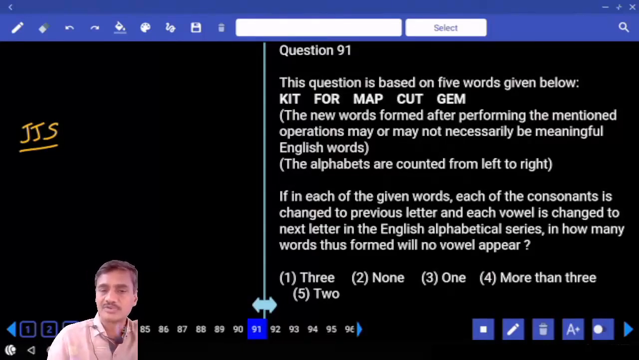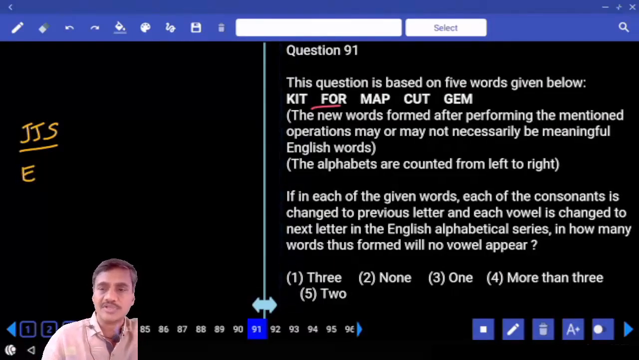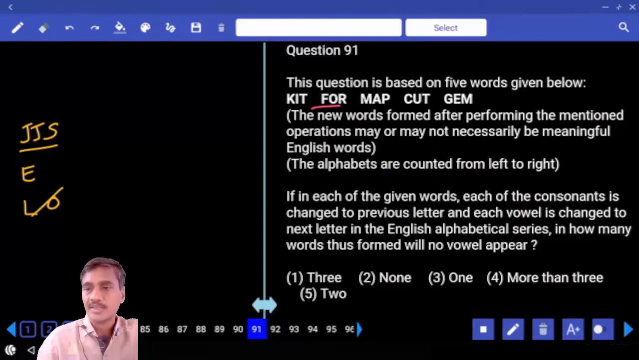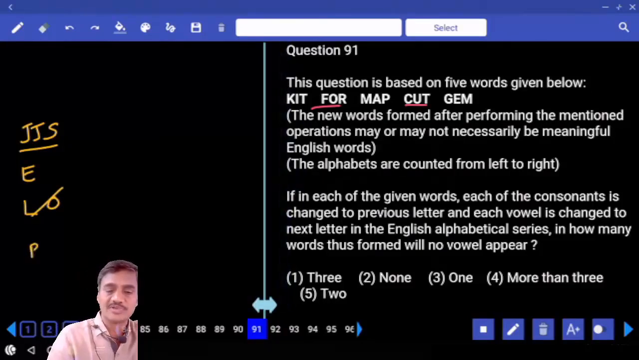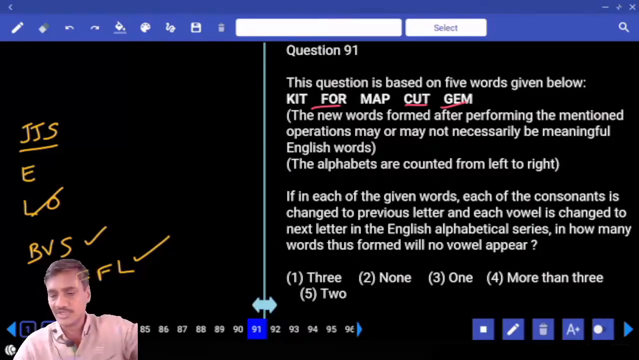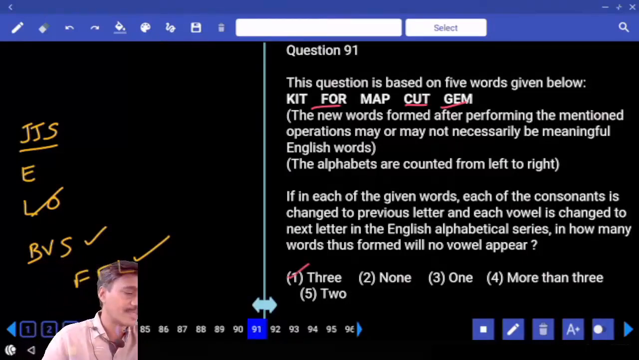And again coming back to this one, before F there is E, so there is a vowel, isn't it? Since there is a vowel here, this cannot be your answer. And M, previous letter L, and P, previous letter O, here also there is a vowel. And next one C, previous letter B, and U, next letter V, T, previous letter S, here there is no vowel. And G, previous letter F, and E, next letter F, M, previous letter L, hence in 3 of the words there is no vowel at all. And 3, that is choice 1, question number 91.